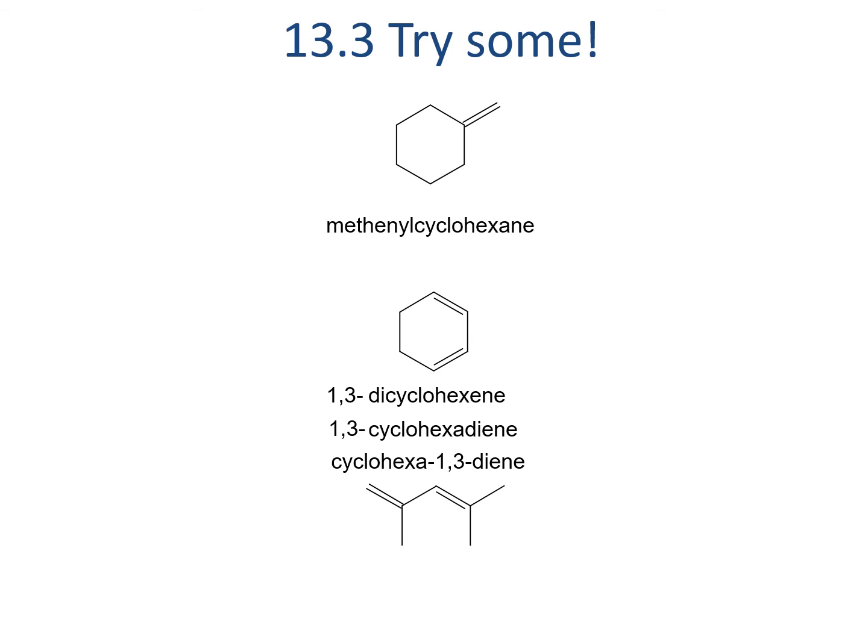Our final example is a 5-carbon chain. We number it from the left since that gives alkenes at 1 and 3 instead of 2 and 4. So the molecule is a 2,4-dimethyl 1,3-dipentene, or similar.